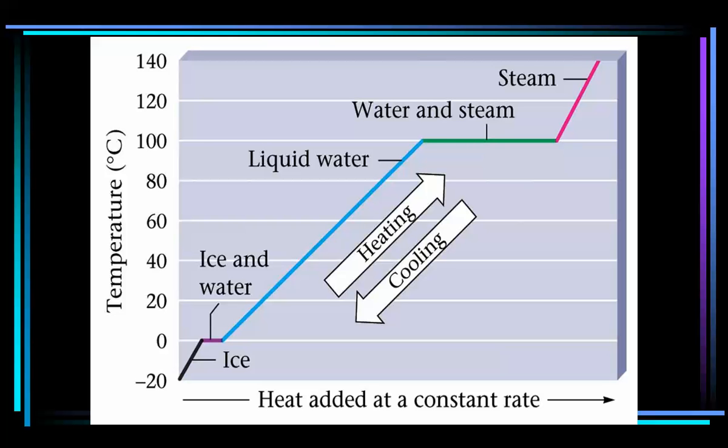What phase is in black? What phase will you find water in when it's below 0 degrees Celsius? Solid. For water, water is called ice when it is a solid. So this is solid. What do we call water when it is between 0 and 100? Liquid. What do we call water when it is above 100? Gas.